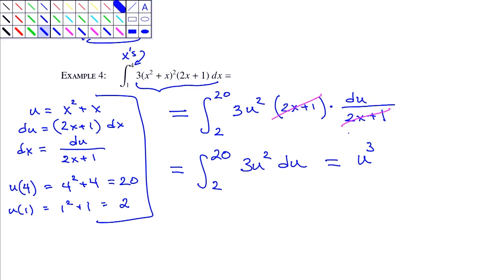Now, here's where the process is different from the other process. Because we substituted in the limits for u, we don't have to go back. These numbers, the 2 and the 20, those are u's. So we simply evaluate those numbers, and that's the answer. So this is 20 cubed minus 2 cubed, which is 7,992.